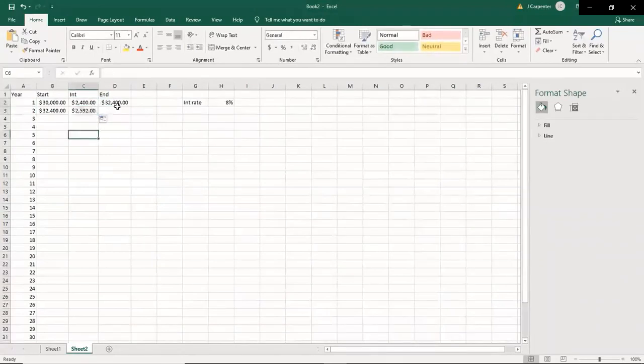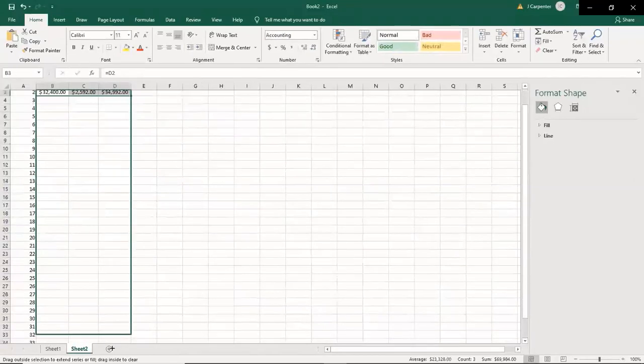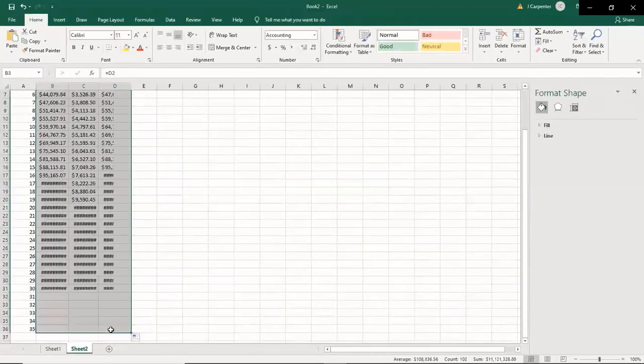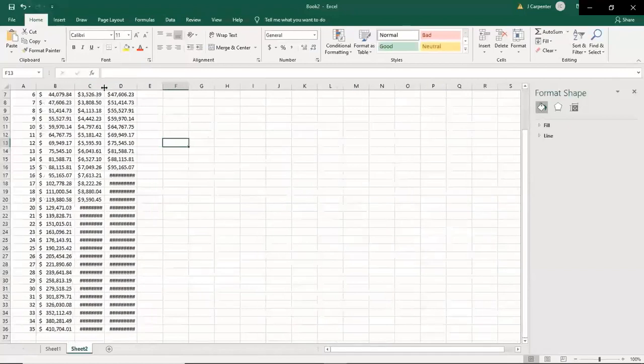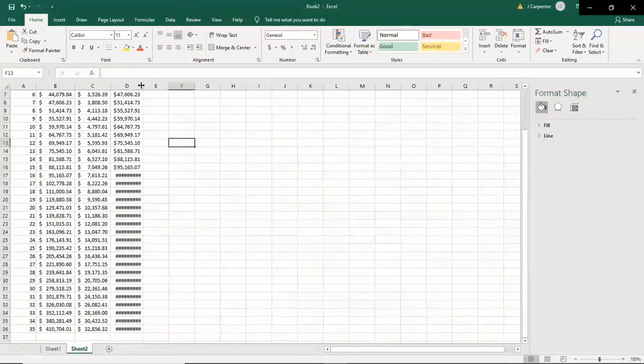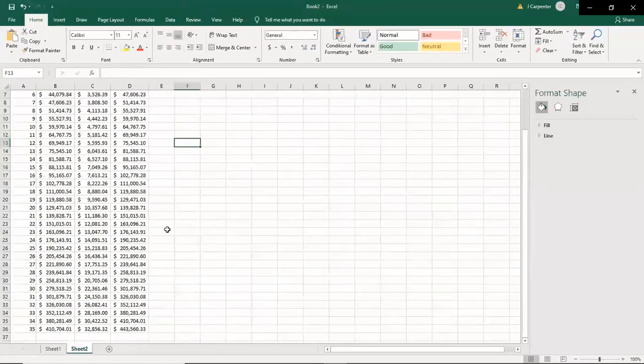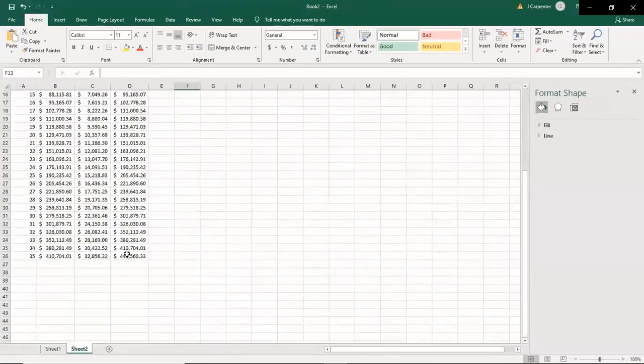It went up a little, so that's good. Drag the ending balance down. That makes sense. Then we can highlight all 3 of these and just grab the fill handle and drag it down for all 35 years. I see some hashtags, so let's widen our columns until we see all the numbers. And there we go. So after 35 years, our $30,000 has, in my opinion, exploded to $443,000.